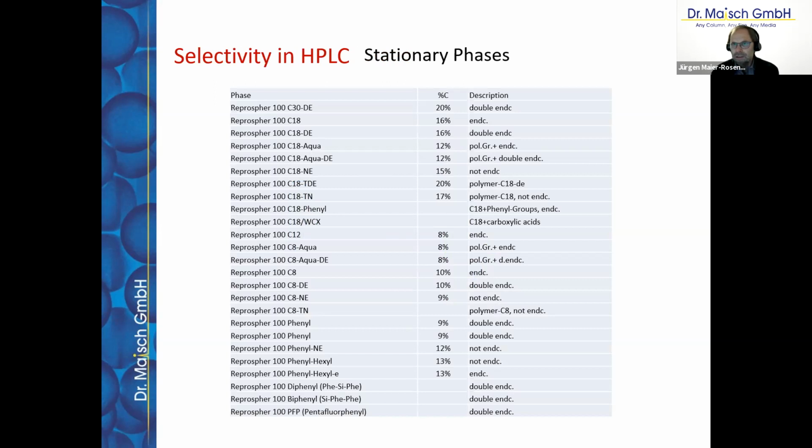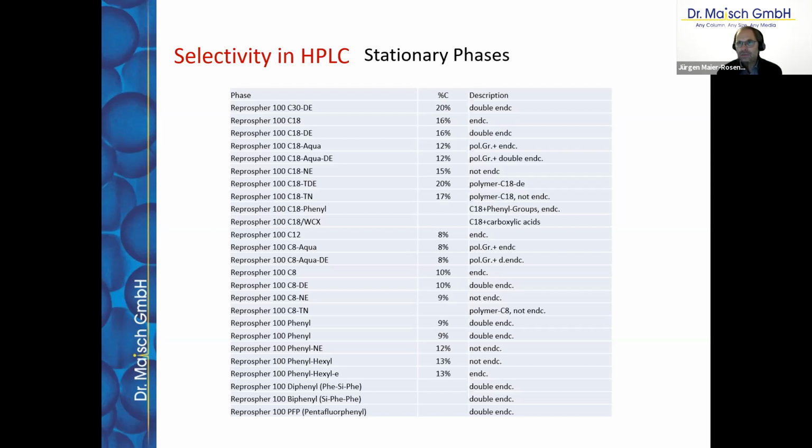So here is an overview of our stationary phases, and in this case, my focus is on the ReproSphere line. What we are seeing here is 9 different C18 phases with different selectivities, and this helps the end users to choose the right column for their application, for method development.